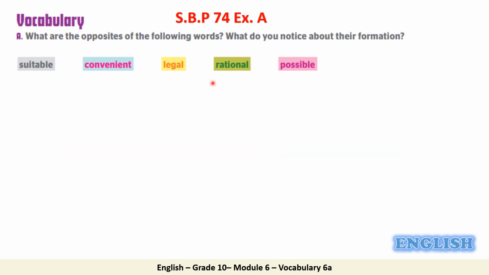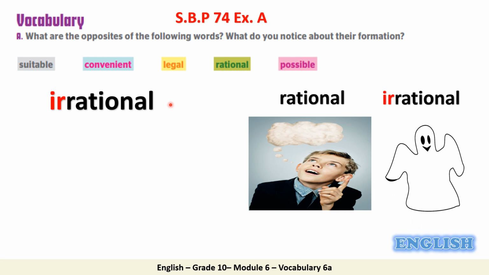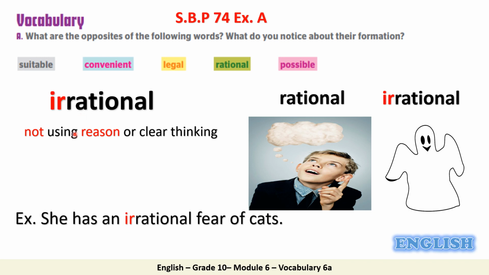And now, let's go to the next word, which is rational. What is the suitable prefix that I can use with the word rational to give its opposite meaning? Can you say that? That's correct. It's irrational. So I have rational and irrational. So what does this word mean? It means not using reason or clear thinking. For example, she has an irrational fear of cats. And I want you here to notice something about the word rational and irrational.